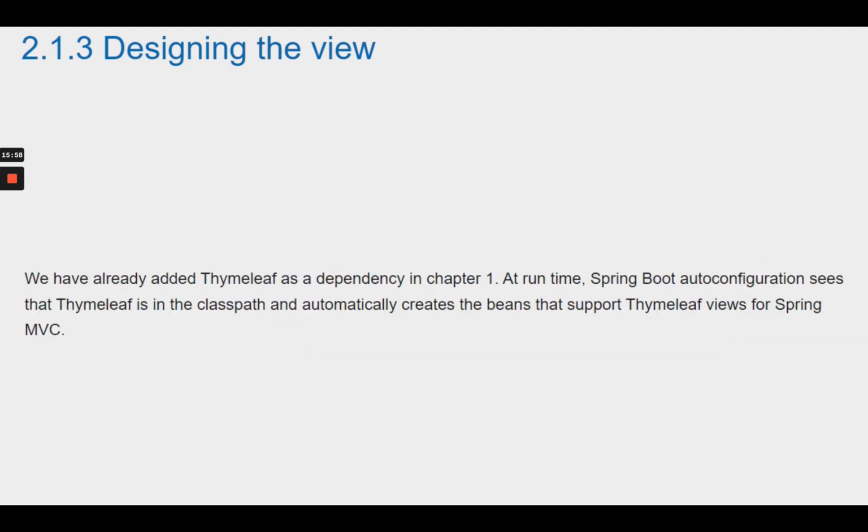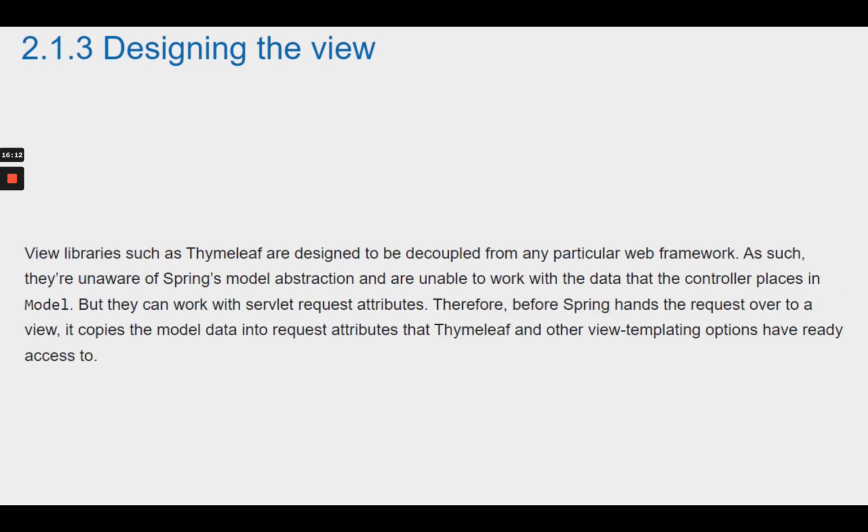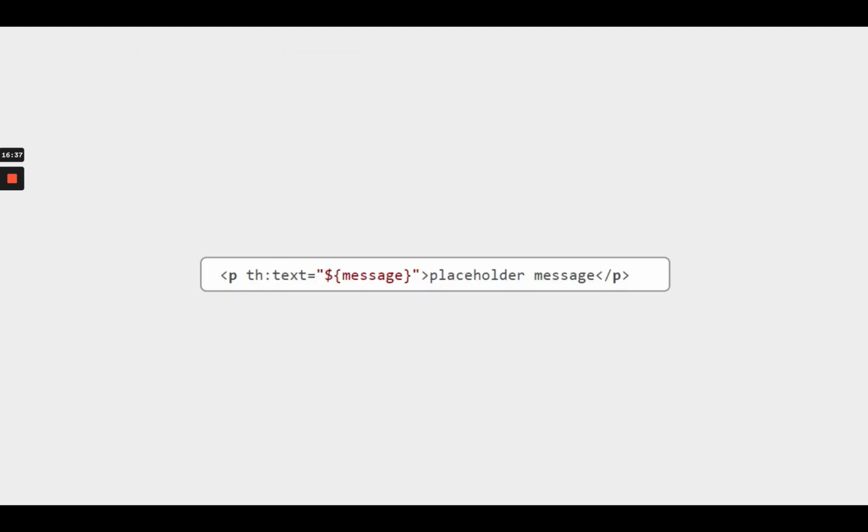We have already added Thymeleaf as a dependency in Chapter 1. At runtime, Spring Boot auto-configuration sees that Thymeleaf is in the classpath and automatically creates the beans that support Thymeleaf views for Spring MVC. View libraries, such as Thymeleaf, are designed to be decoupled from any particular web framework. As such, they're unaware of Spring's model abstraction and are unable to work with the data that the controller places in the model. But they can work with servlet request attributes. Therefore, before Spring hands the request over to a view, it copies the model data into request attributes that Thymeleaf and other view templating options have ready access to.